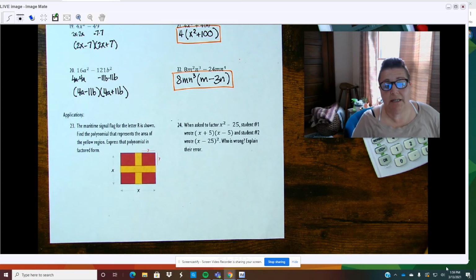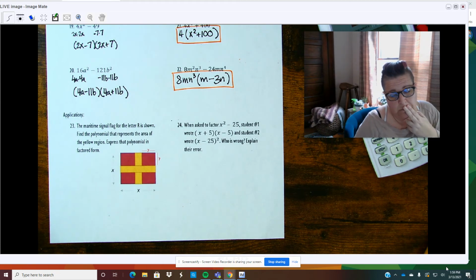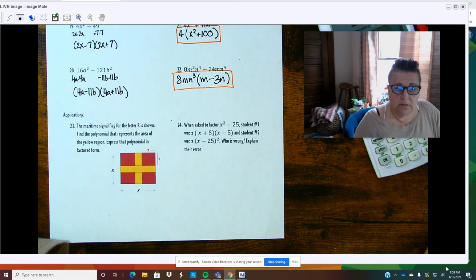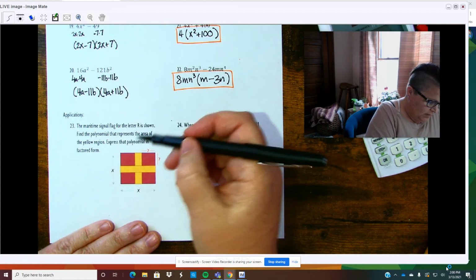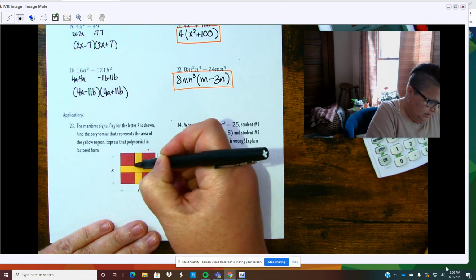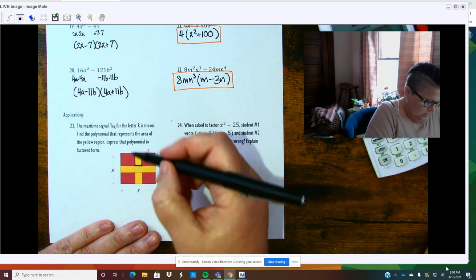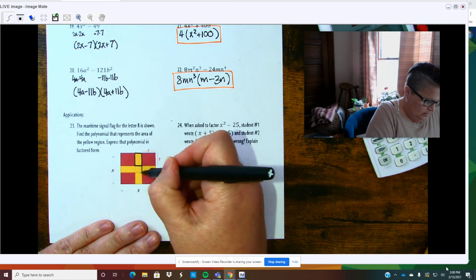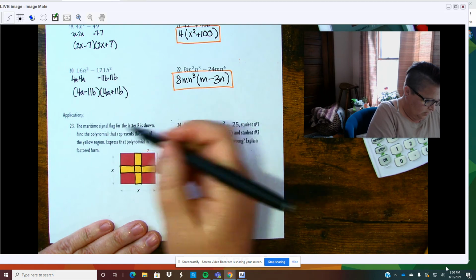Okay, I'll tell you what I would do. I'm going to break that yellow region into some parts here. Okay, so that yellow region is going to be 4 of these rectangles, right? Because I've got one there, I've got one here, I've got one here, and I've got one here. So 4 of those.